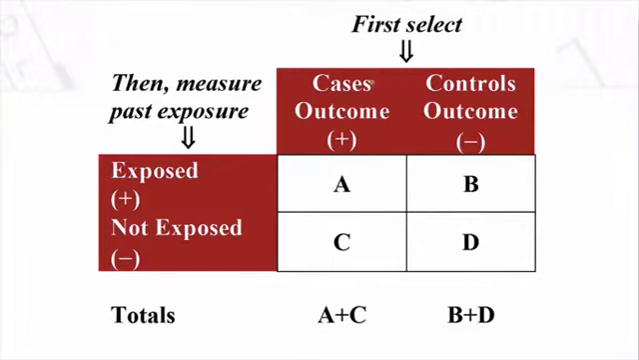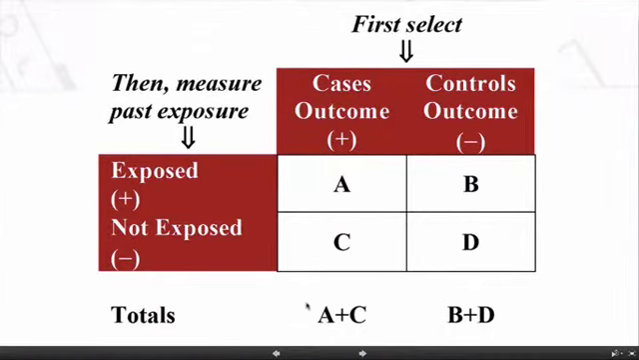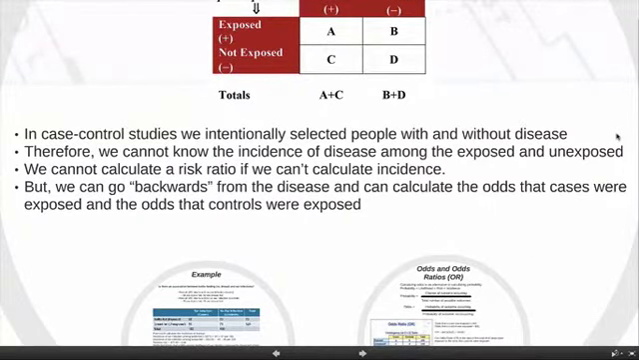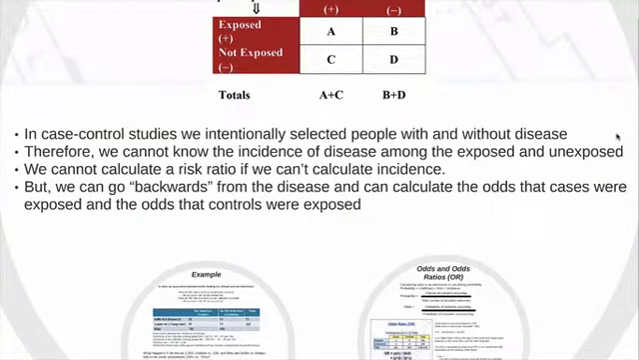So again, for our case control studies, we have each of our cells that break out cases exposed and not exposed and controls exposed and not exposed. And then of course we can add up along the rows or the columns. Okay, so in case control studies, we intentionally selected people with and without disease. And this is what I was referring to at the end of the last video.